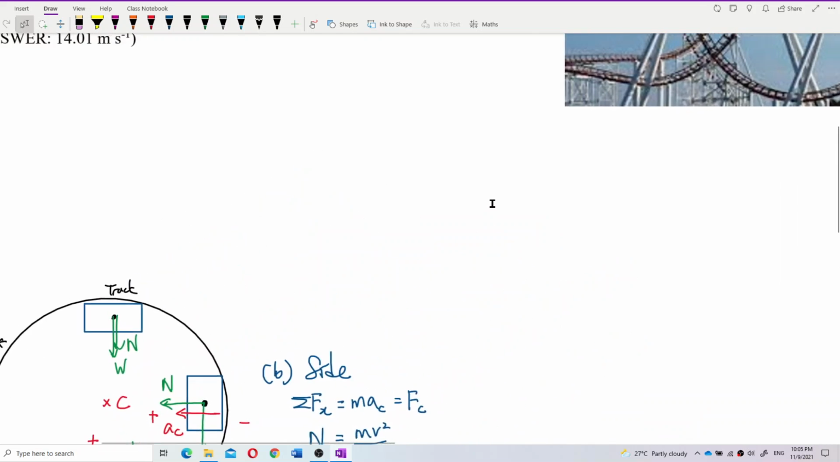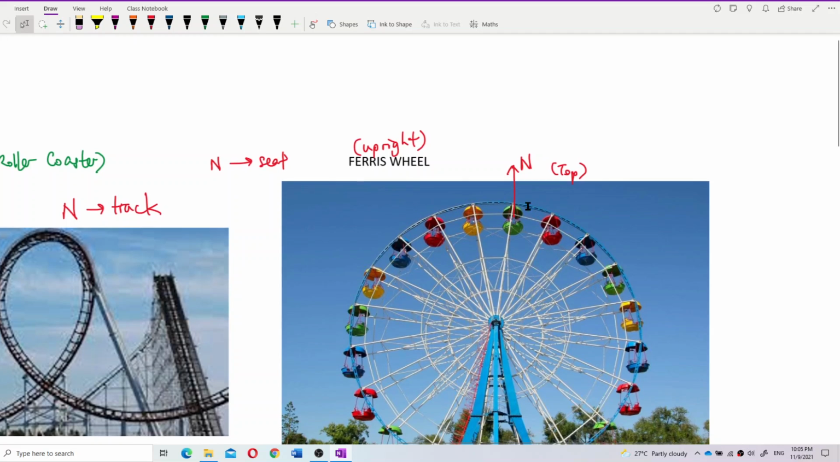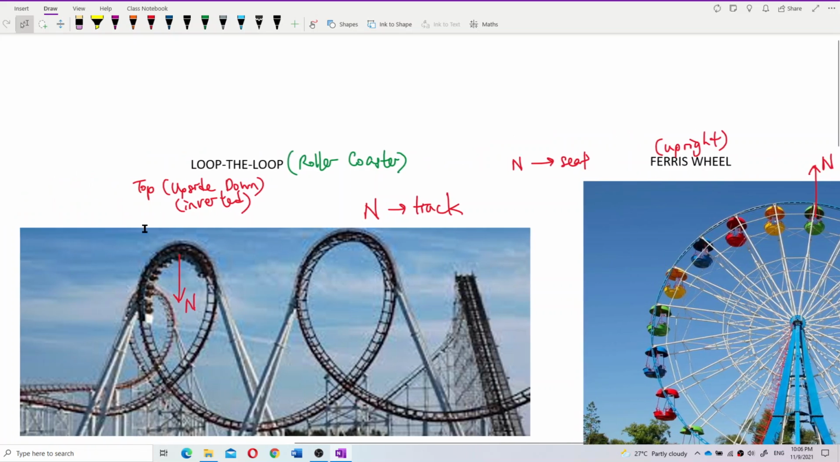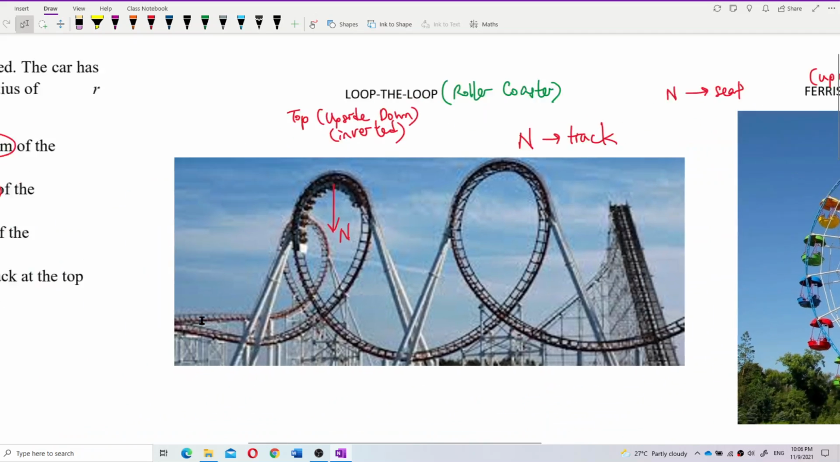Unlike the Ferris wheel, where you are not upside down, the seat is at the bottom, so your normal force is upward. This time the track is at the top, so your normal force is downward.